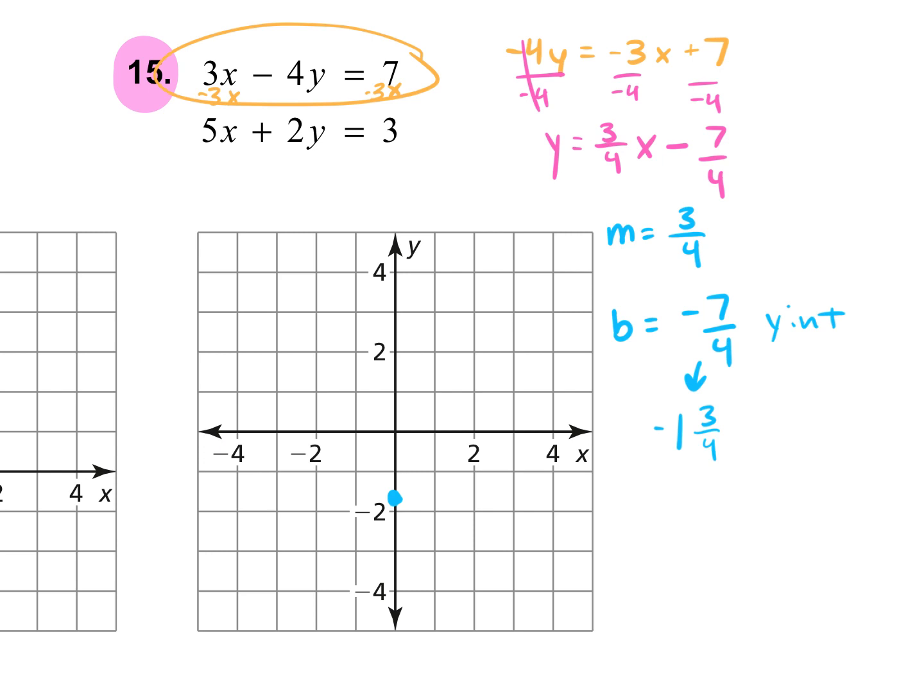How would I draw the slope? What do I do with that? Up 3 to the right 4. Awesome. That's my rise over run. So I go up 3 to the right 4. So this would be 1, 2, 3, and to the right 4. So my point would be there. Once you have your points, connect your dots. So that's my first line.